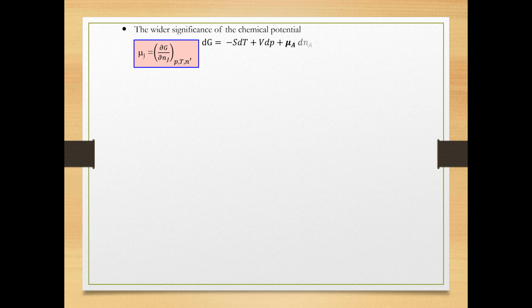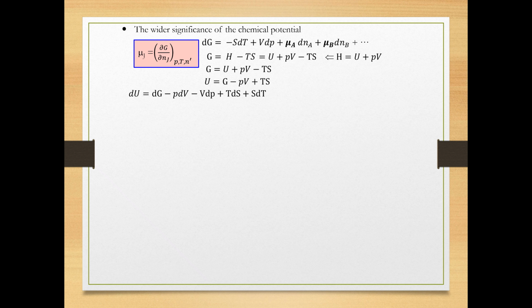Let's begin with the equation we have already discussed for a multi-component system. Gibbs energy is defined as H minus TS, and H is defined as U plus PV. Plug this into the equation for capital G. Now, G can be expressed as U plus PV minus TS. We can rearrange this expression to obtain U equals G minus PV plus TS. Taking the differential of both sides of this equation gives us this expression.